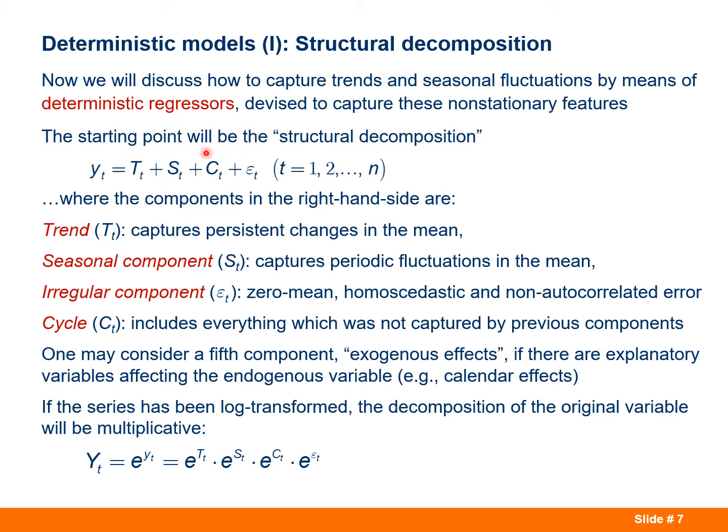That is the cycle. We can also consider a fifth component, exogenous effects, if there are explanatory variables affecting the endogenous variable, for example, calendar effects.